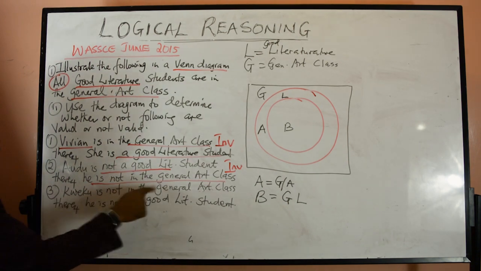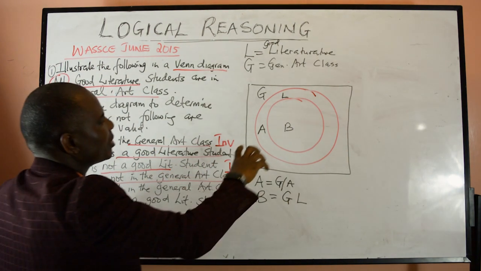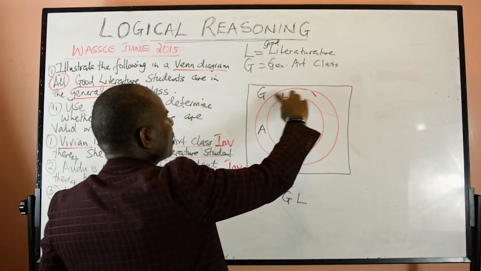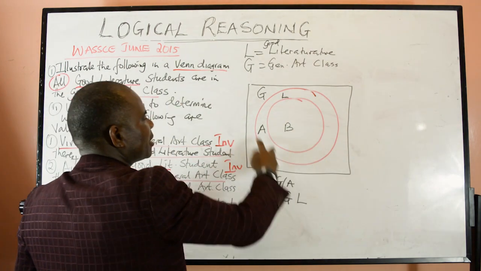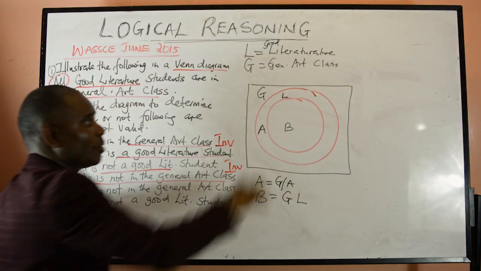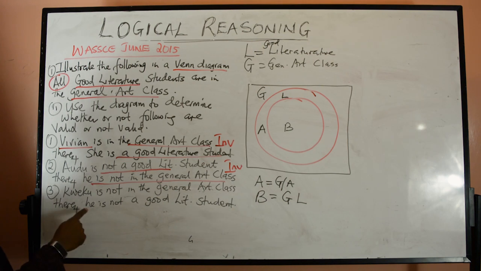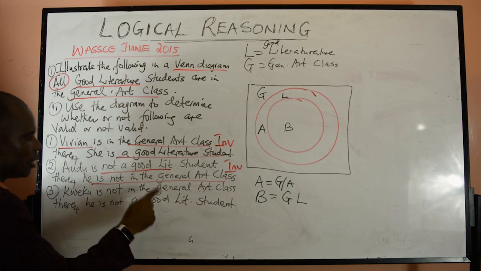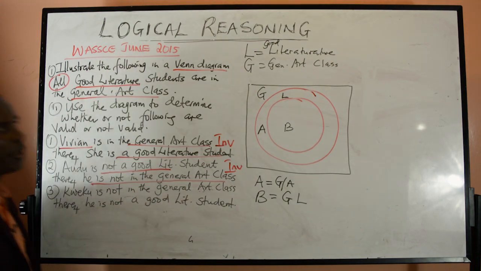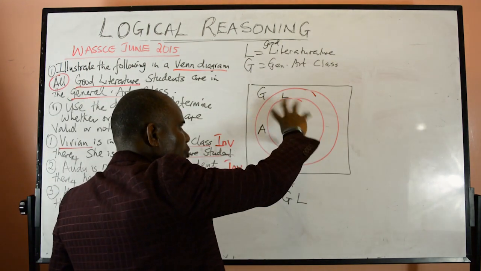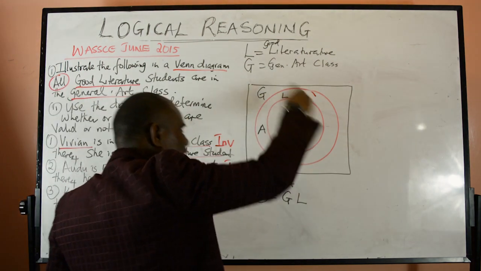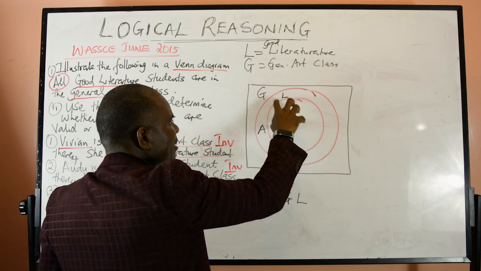Kweku is not in the general art class. If you are not in the general art class, there is no way you can be a literature student, because all the literature students are inside the general art class. So let's watch the statement. It says, therefore he is not a good literature student. That is correct, because if you are going to be a good literature student, you have to be inside this general art class, and now you are not inside the general art class.